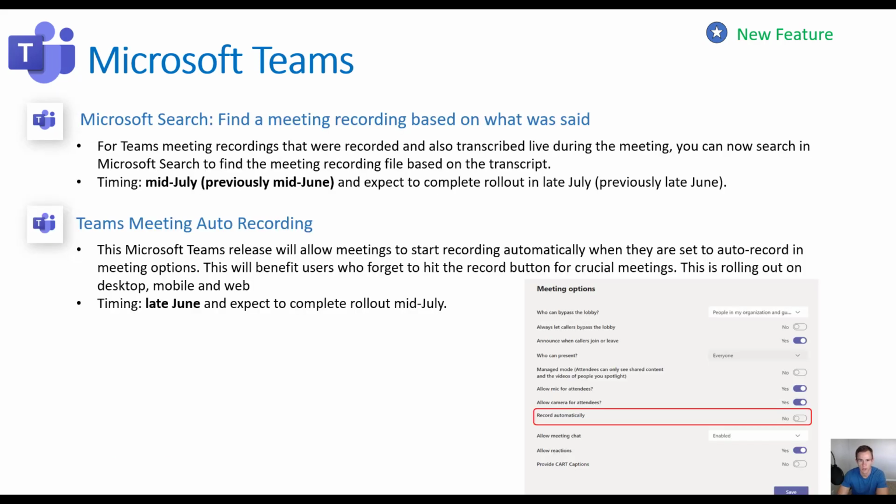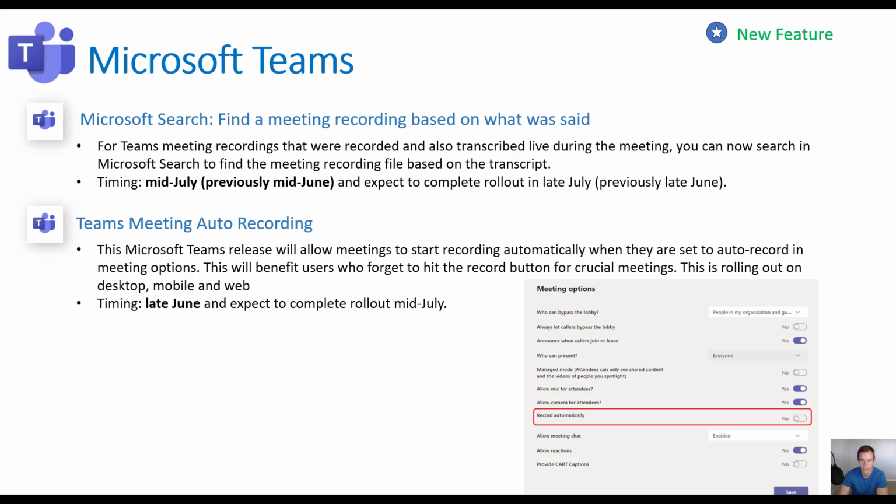Next to here, we're going to start off with the recordings from Microsoft Teams, and that being able to be searched through transcription versus just meeting title, which is a really cool feature for an end user, maybe something that you've gotten help desk calls on in the past. You're able to search through Microsoft Stream for the user and search based off of whatever might have been said to try to help you derive what video you're looking for. This will happen mid-July and be complete by late July.